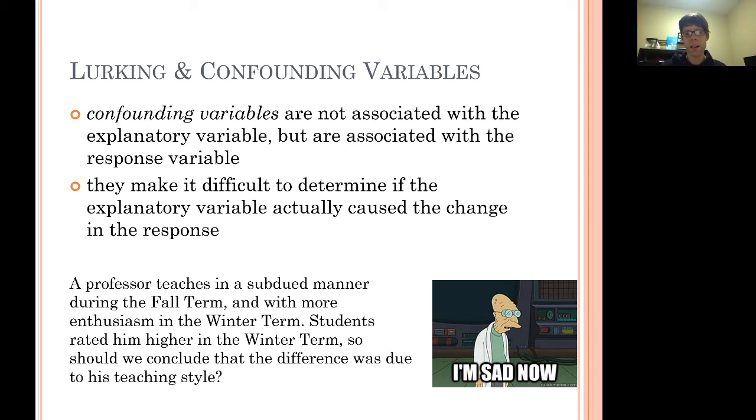So let's take a look at another example of these lurking and confounding variables. We have a professor who teaches in a subdued manner in the fall term and with more enthusiasm during the winter term. Students ended up rating him higher in the winter term. So we conclude that the difference was due to the teaching style. And that may not necessarily be the case. So first, let's again look at the two variables that we're studying in this fake scenario, label them as the response and explanatory, and then see if we can find a lurking or confounding variable happening in the background.